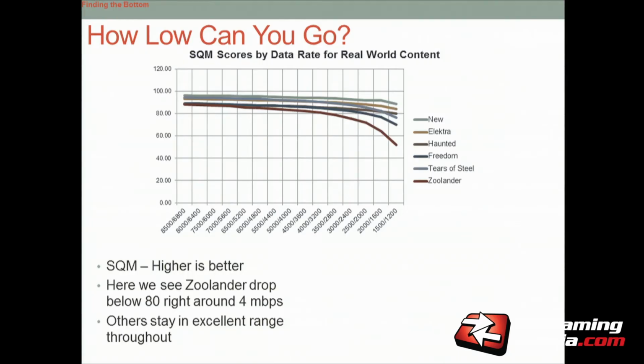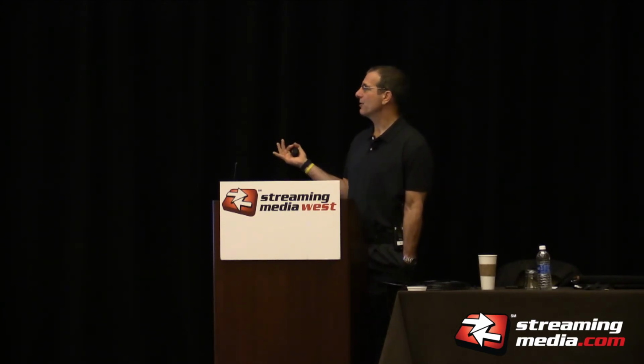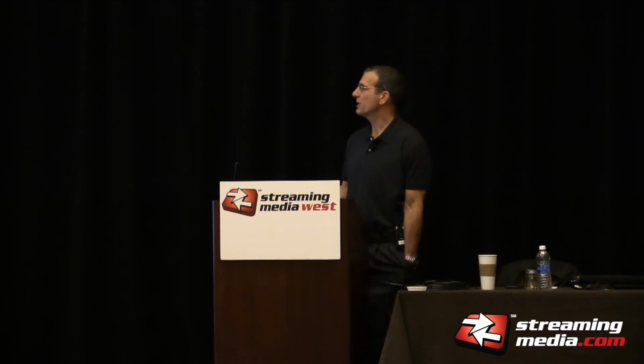Zoolander was the highest motion clip, probably the hardest to compress that I had, and we lose excellent quality around 4 megabits per second. With a lot of the others, you can go down to 3 megabits per second, 3.5 megabits per second, and still stay in the excellent quality range. So a lot of people have prophylactically high data rates at the high end because they want to make sure it looks good. But if you run this kind of analysis, this is where you save your money, right?